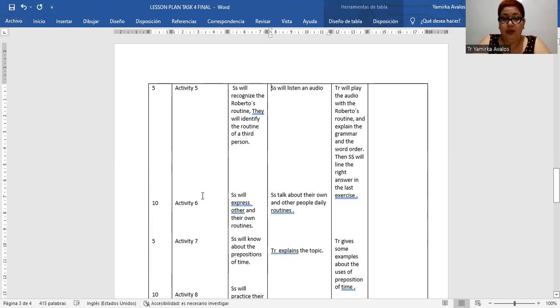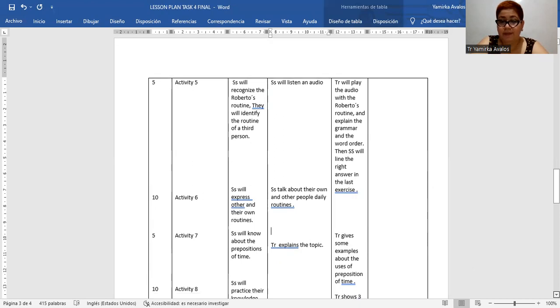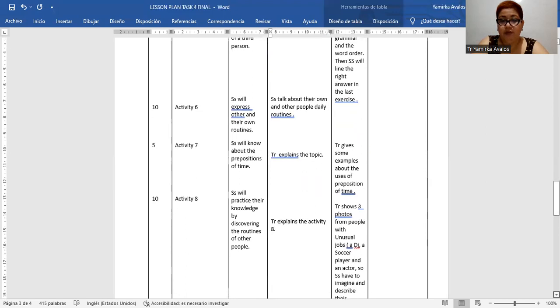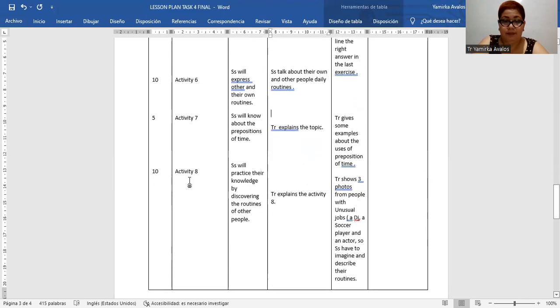Let's continue with activity 6. Students will express other people's and their own routines. Students talk about their own and other people's daily routines. In activity 7, students will learn about the prepositions of time: the teacher explains the topic and, as the procedure, gives some examples about the uses of prepositions of time.